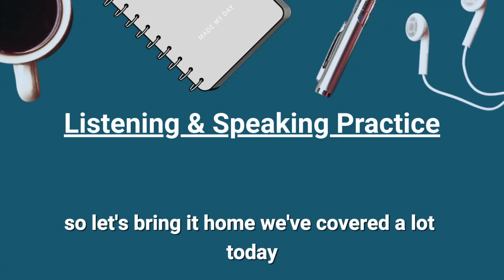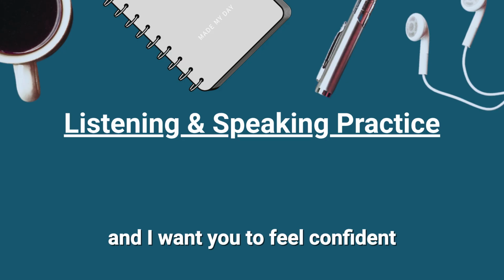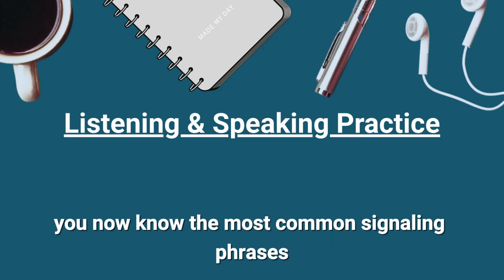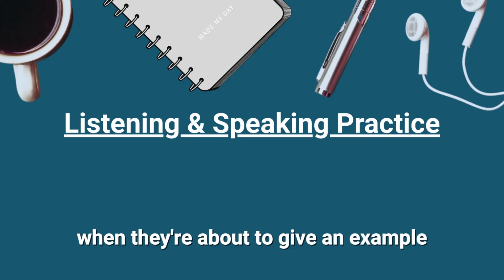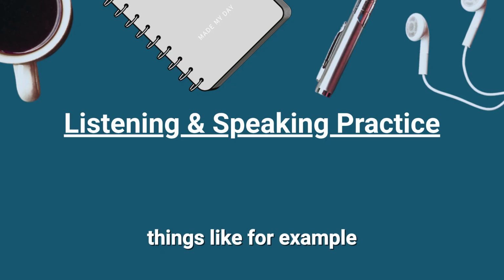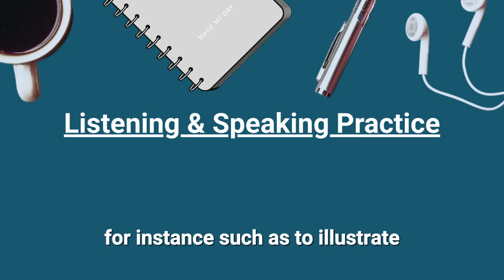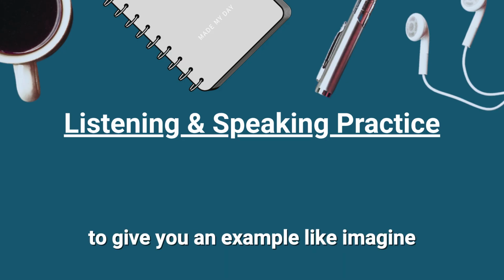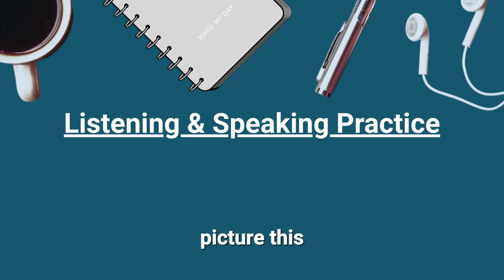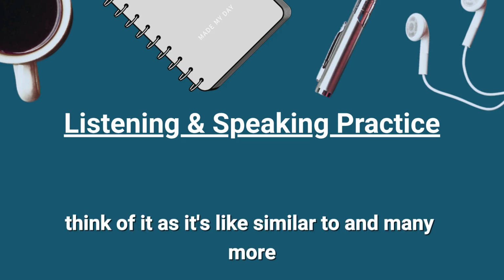So let's bring it home. We've covered a lot today, and I want you to feel confident about what you've learned. You now know the most common signaling phrases that English speakers use when they're about to give an example. Things like "for example," "for instance," "such as," "to illustrate," "take, for example," "to give you an example," "like," "imagine," "picture this," "think of it as," "it's like," "similar to," and many more.